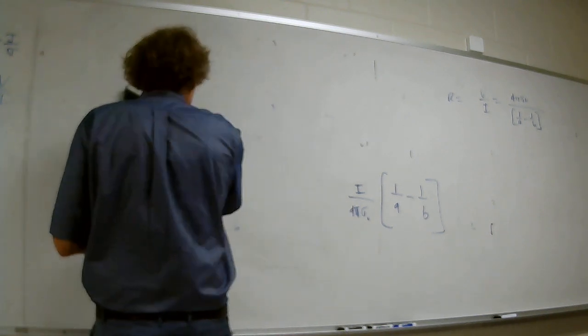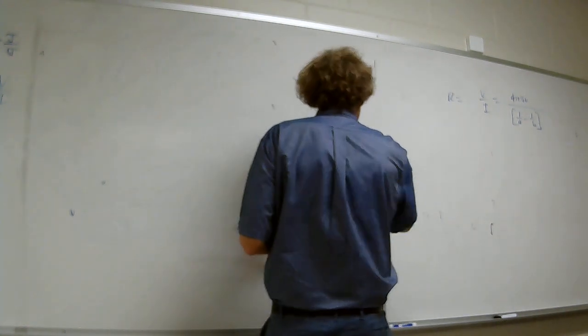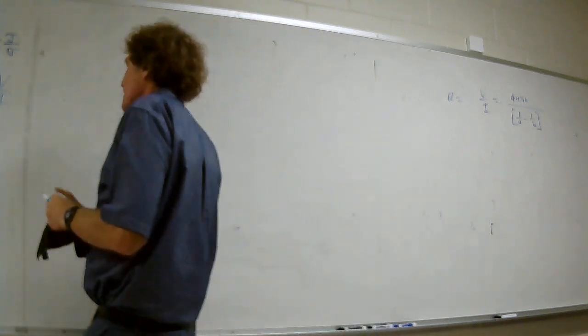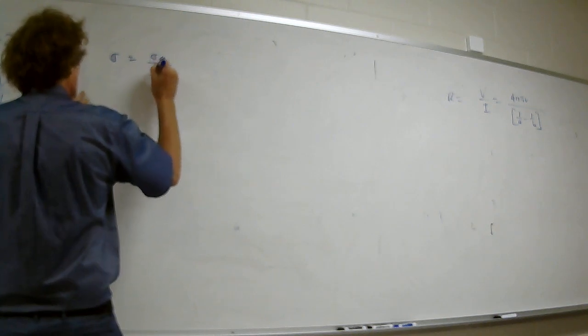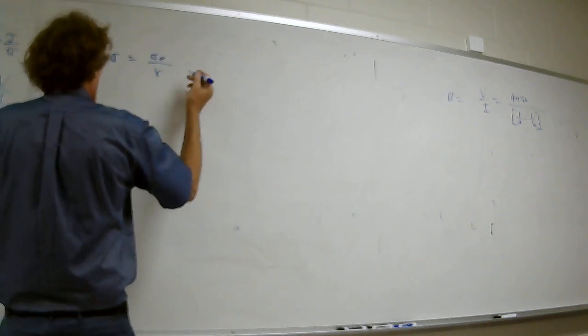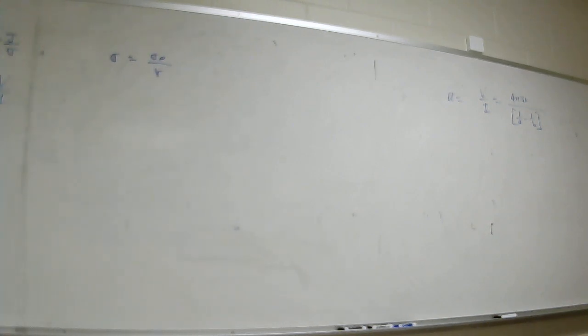Look at my old tests and quizzes and final exams, you're going to see this. So if I say that sigma is now equal to sigma naught divided by r, instead of just sigma naught, now what happens to the resistance? All right, let's start out.